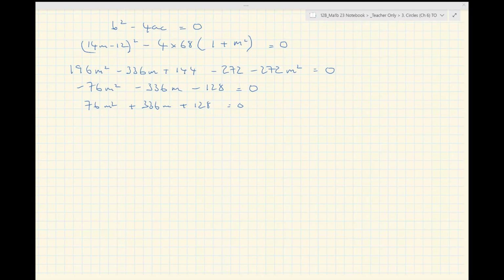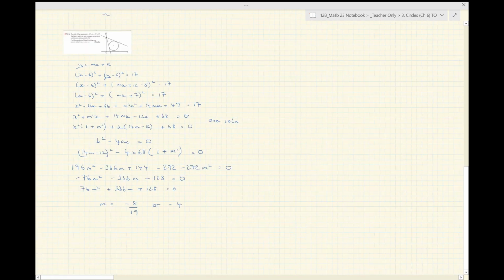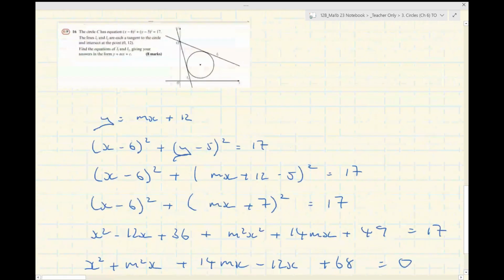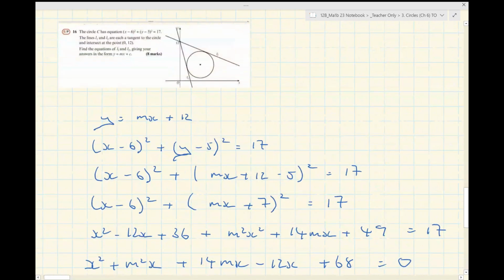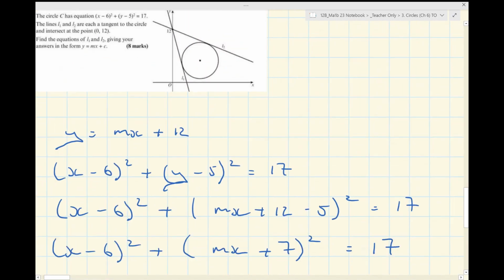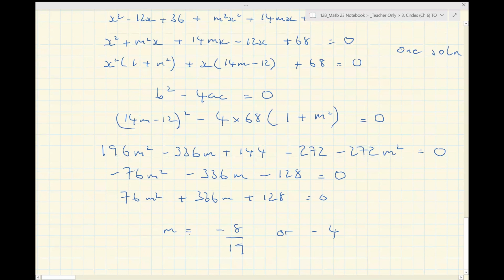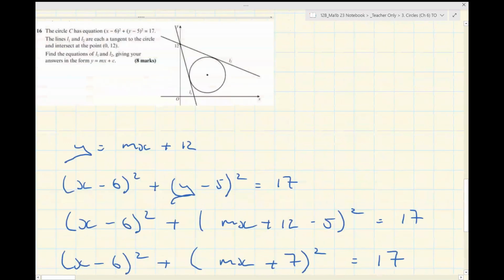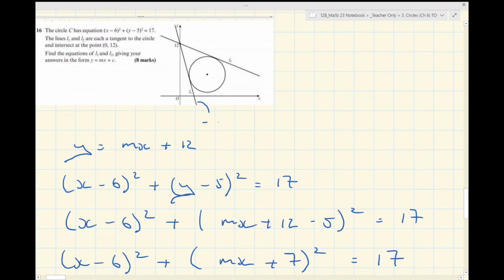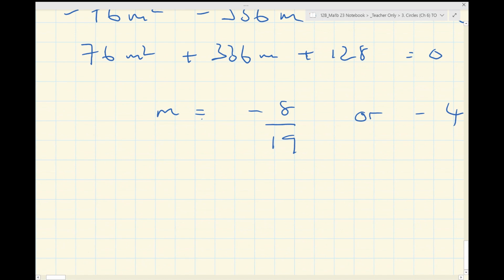Right, so I paused the film just now and I went away and I solved this equation using the formula, and I get my two solutions, which are that m is minus 8 over 19 or minus 4. So that means that my two gradients, which mean that the lines are tangential because they're the two gradients that mean there's only one solution, are minus 8 over 19 or minus 4. So the gradient of this line is minus 4, and the gradient of that line is minus, what was it? Minus 8 over 19.